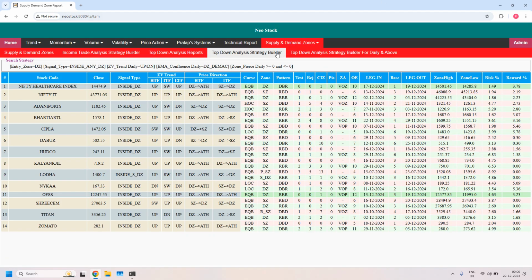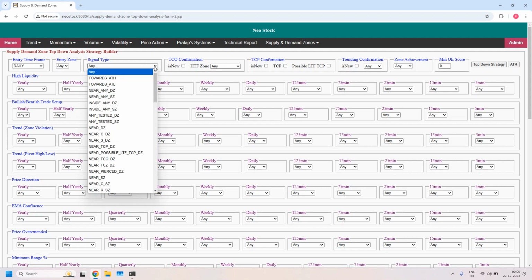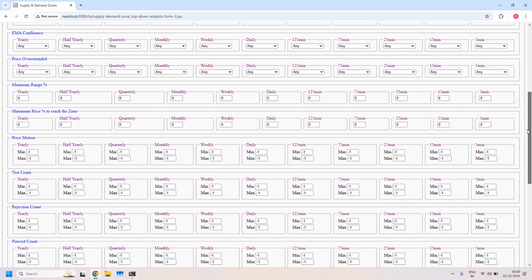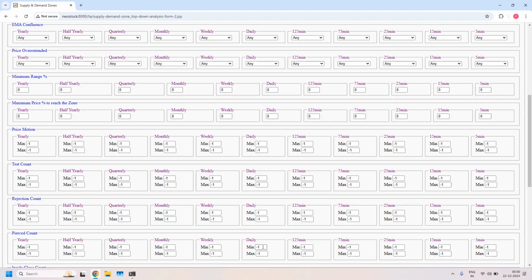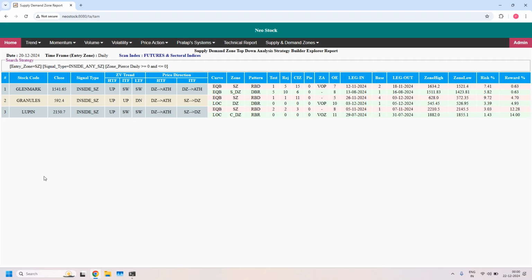Next, daily time frame. Let us find the stocks where price closed inside the daily supply zone, and these daily supply zones should not be pierced. So in the pierced count at a daily time frame, I am setting minimum value 0, maximum value 0. That means daily supply zones are not pierced. So with that filter, we got 3 stocks. Currently price closed in these daily supply zones.